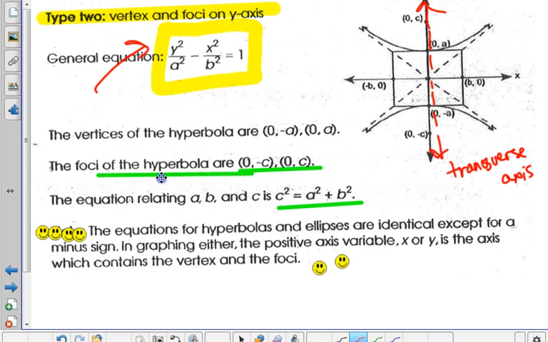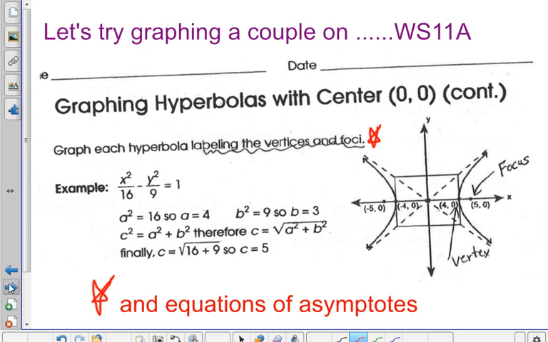Ready, okay? It says the equations for hyperbolas and ellipses are identical except for the minus sign. In graphing either, the positive axis variable x or y is the axis which contains the vertex and the foci. So if this is the positive one in a hyperbola, that's where the vertices and foci are going to be. All right, let's just jump into doing one of these. Worksheet 11A. I think it'll make a lot more sense if you just do one.